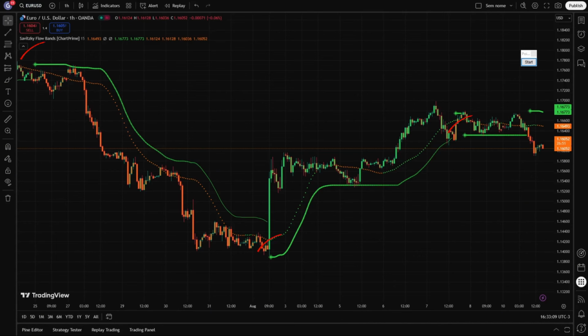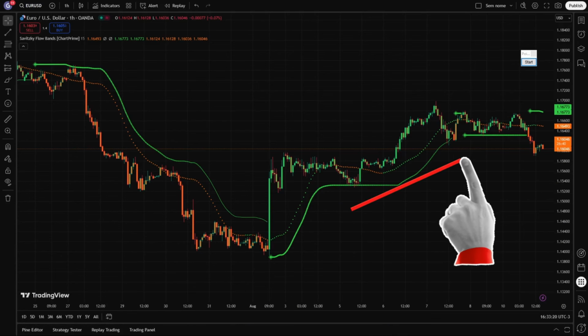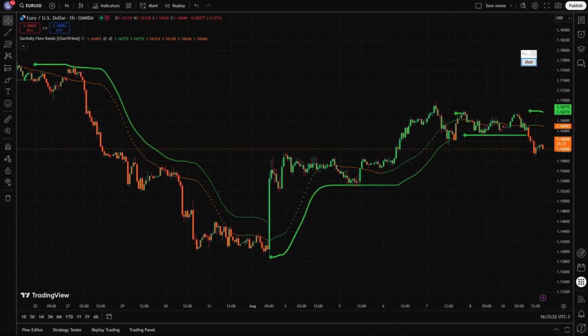Diamonds on the chart signal moments when the market structure changes, indicating a possible reversal. The faded trend line shows how long the current trend has been active. The lighter it is, the higher the chance it's losing strength.